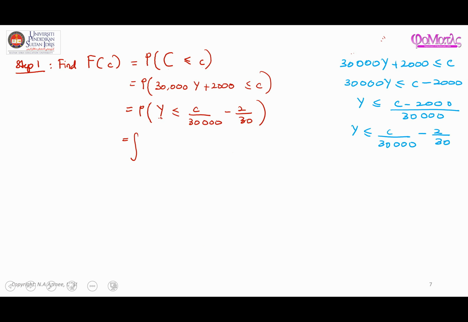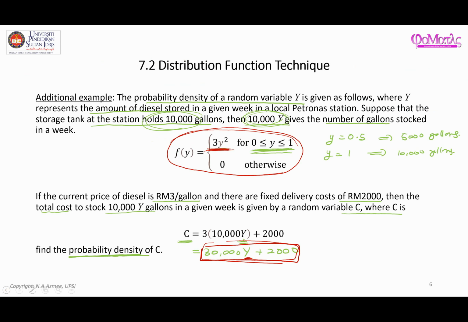Okay, so we have 3y squared, integrate it with respect to y. The limit here is going to be this one. This is the upper limit, less than or equal. So less than or equal means it's going downwards. So here is the upper limit, C over 30,000 minus 2 over 30. And the lower limit is going to be 0. So that's the lower limit.